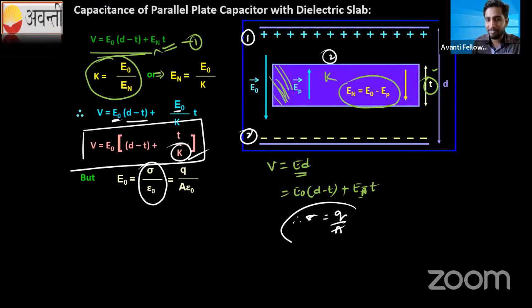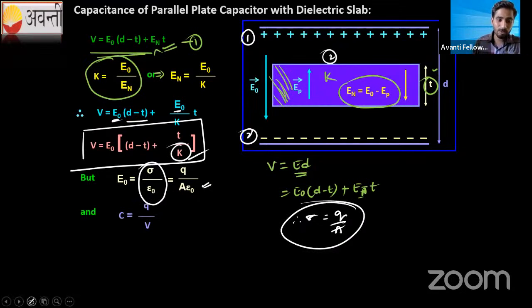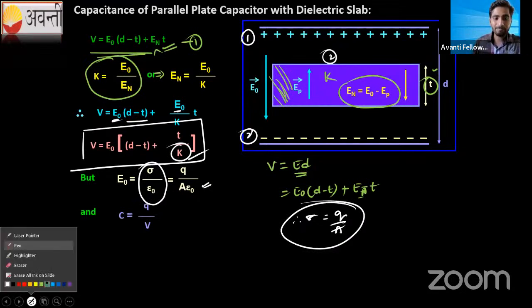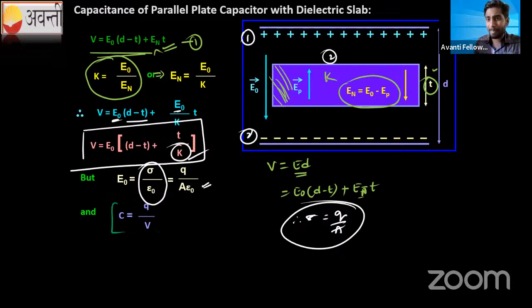Q by A we will write. If I'm going to replace this sigma, then we'll write Q by A epsilon naught. This is the electric field intensity, right? And then we know one more point, what was it? Capacitance. The equation for capacitance was Q by V, correct? Q by V. We got to know that one point.